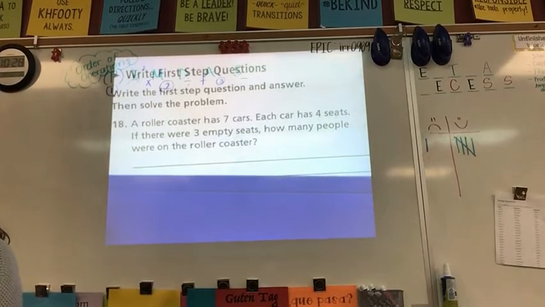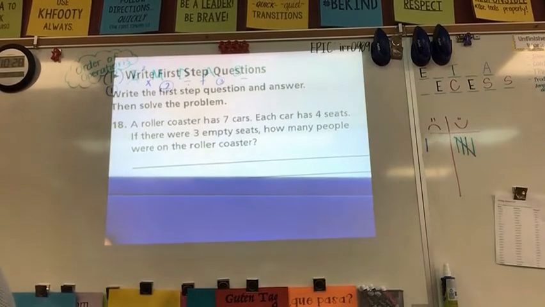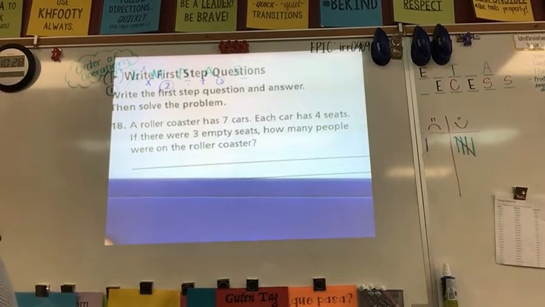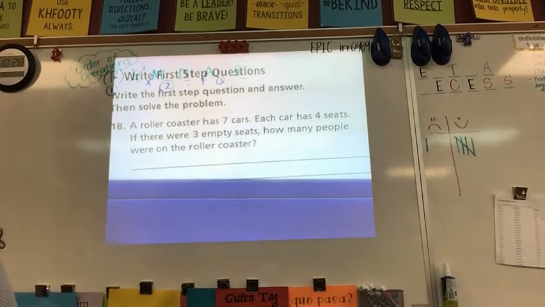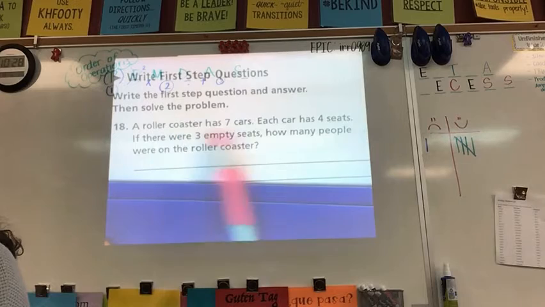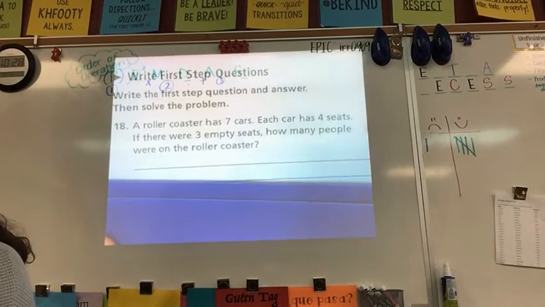A roller coaster has 7 cars. Each car has 4 seats. If there were 3 empty seats, how many people were on the roller coaster? So if I'm solving this problem, I'm noticing there's 7 cars.